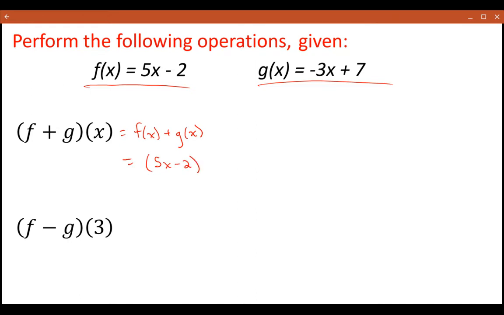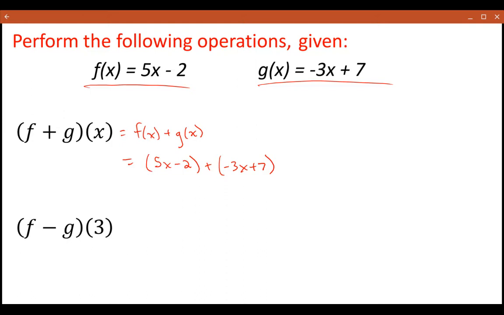So all of f of x I write in parentheses plus all of g of x, which is -3x plus 7. Write both of those in parentheses. Now in this case with addition, you can just ignore the parentheses because there's no number to distribute in or anything like that. But it's just a good habit to do, which you'll see on the next one as well. All right, so then we're just going to basically evaluate this.